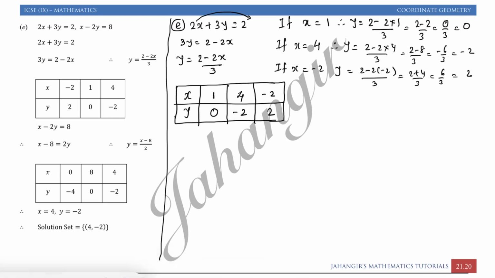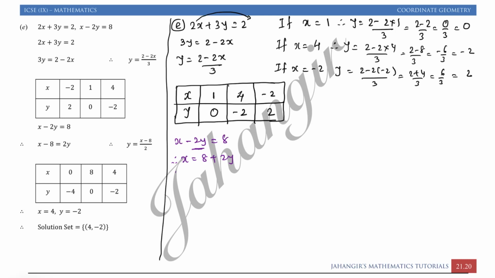We got the first equation's table, with the x values and the corresponding y values. You cannot choose the y values by yourself. Next is x minus 2y is equal to 8. Since the subject variable, that is y, is negative, first make it positive. You should keep in mind that the variable which you are making the subject should always be positive. So therefore I can write x is equal to 8 plus 2y.